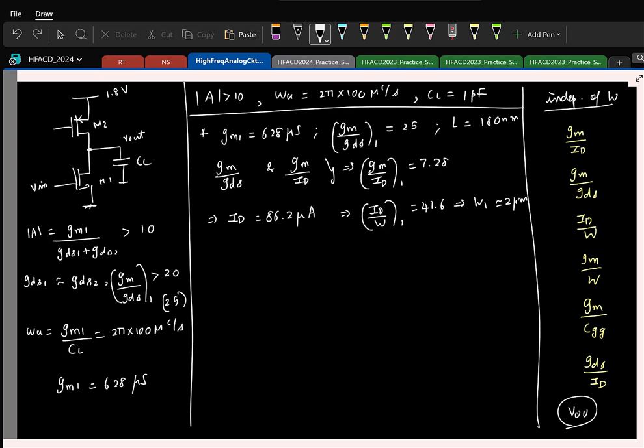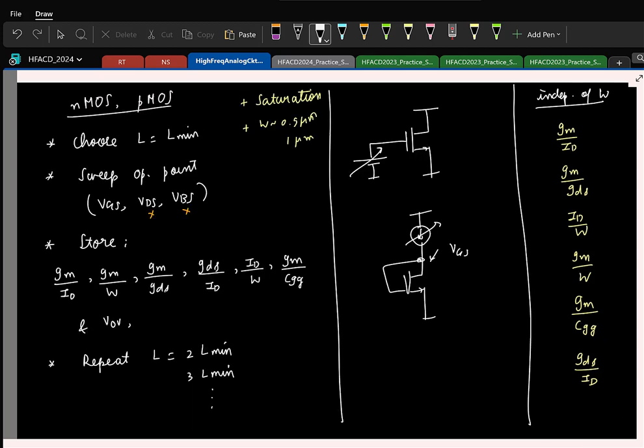The point is, like I told, we are sweeping the operating point. The graph I got was for different operating point conditions. For this simple example, I swept the current here so that the operating point changes, and for each operating point, I've stored this. That's all. In all these examples, when you swept the current, the W was constant there, right?